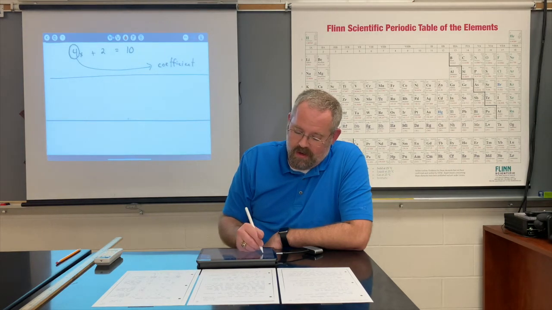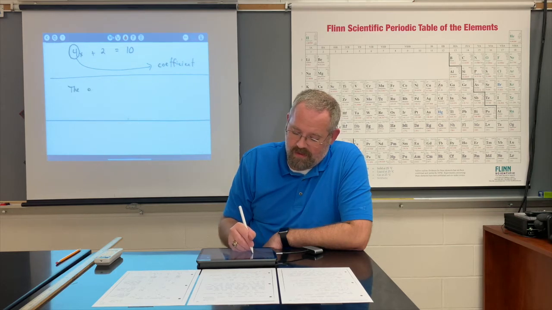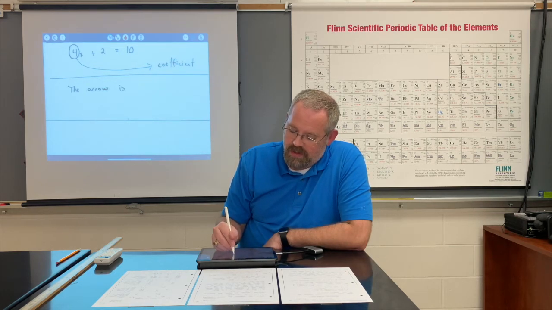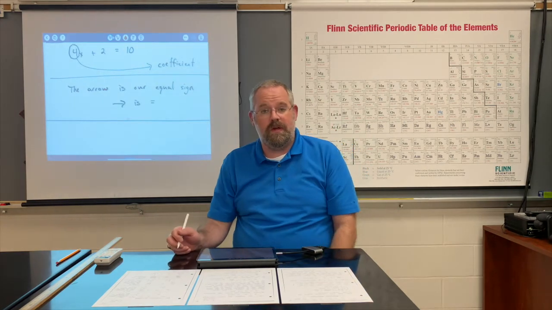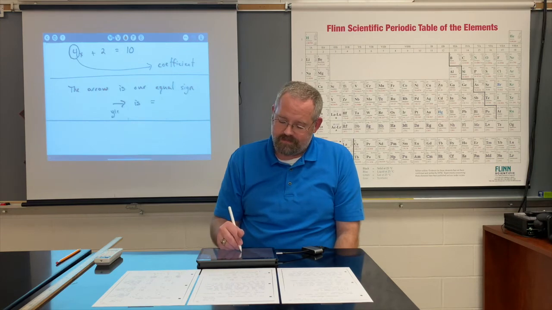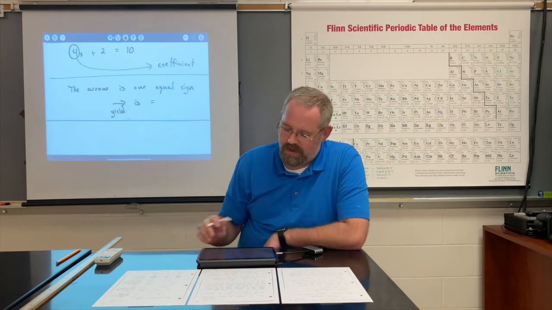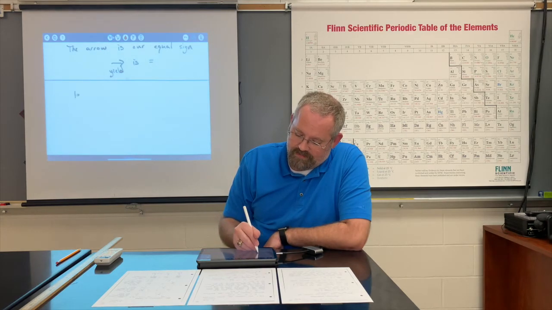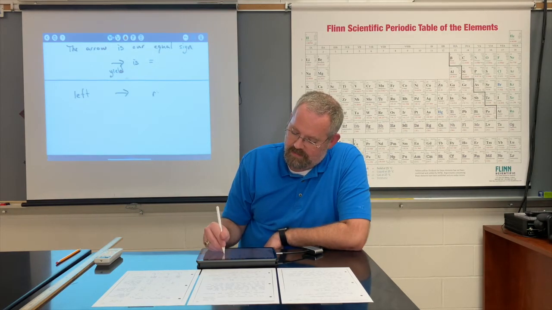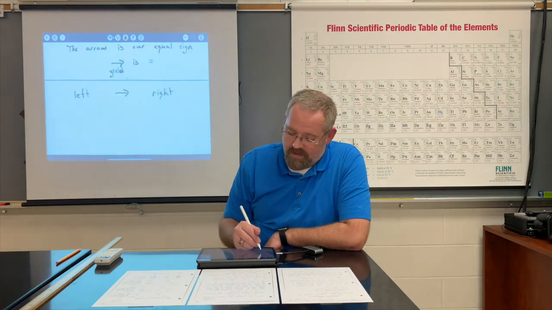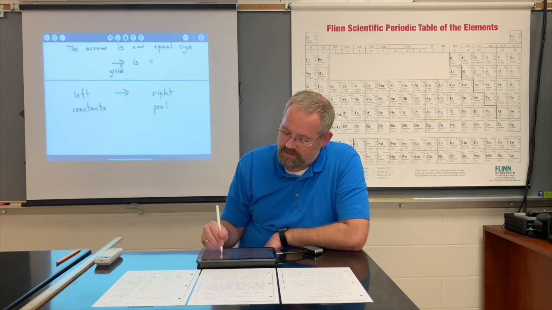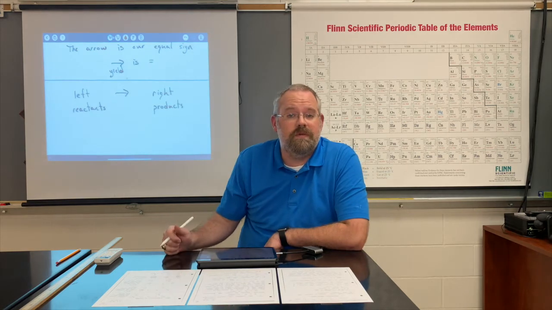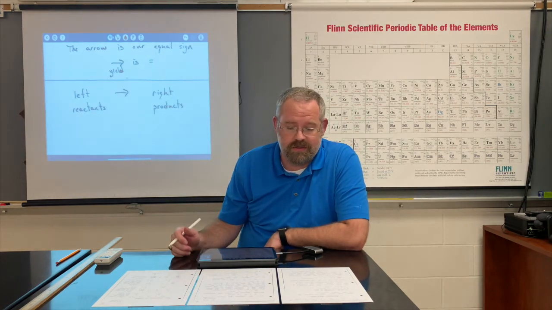All right, on chemical equations we have an arrow. So the arrow is going to be our equal sign. So an arrow is going to be our equals in our equations. And it's called yield. It yields, it produces. We also have a left and a right. Our left side of our equation are our reactants, and our right side are our products. Sometimes you have multiple products, sometimes you have one. It just depends on what type of reaction you're dealing with.